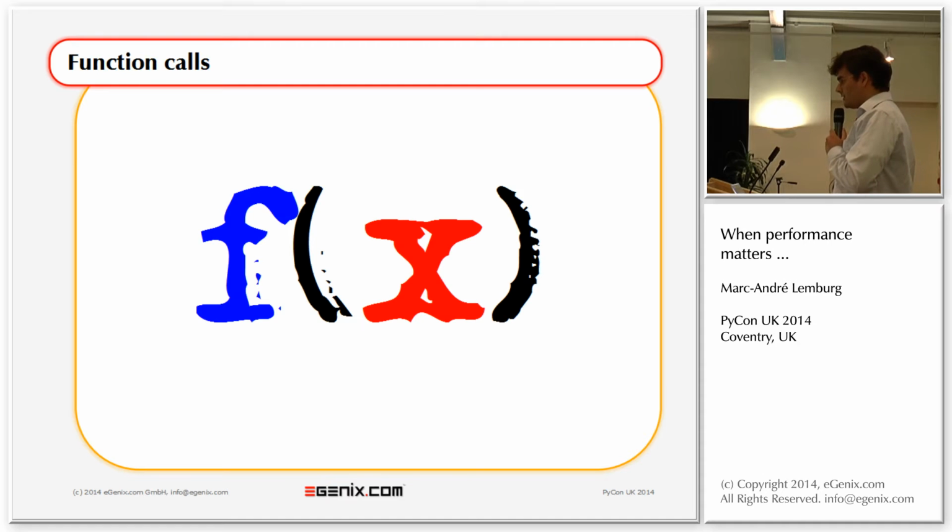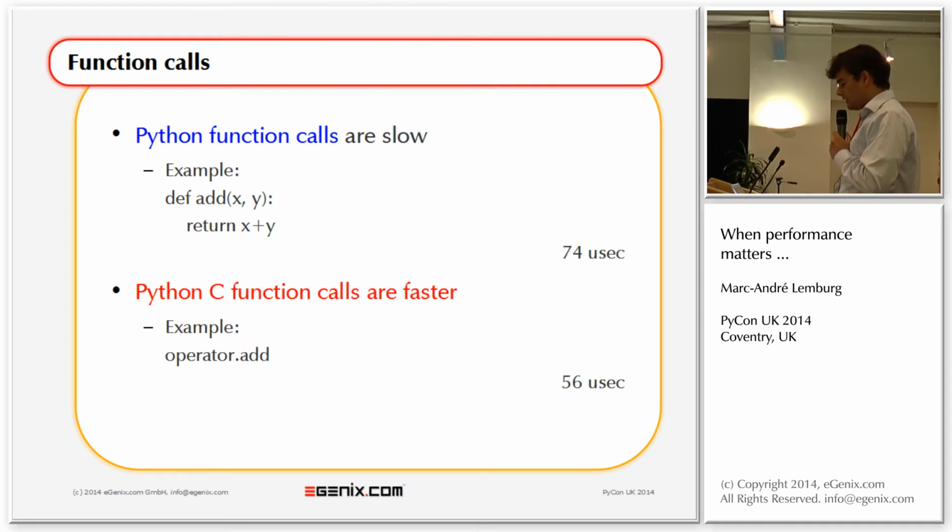So say you want to call a function. Then there are various ways you can do that. And as you've probably noticed, every now and then, Python function calls are not really that fast. They're actually quite slow. This is one of the areas that we always try to speed up so that CPython can run faster. Now, if you call C functions that are exposed in Python, they are much faster. And as you can see with the timings here, it makes a difference.